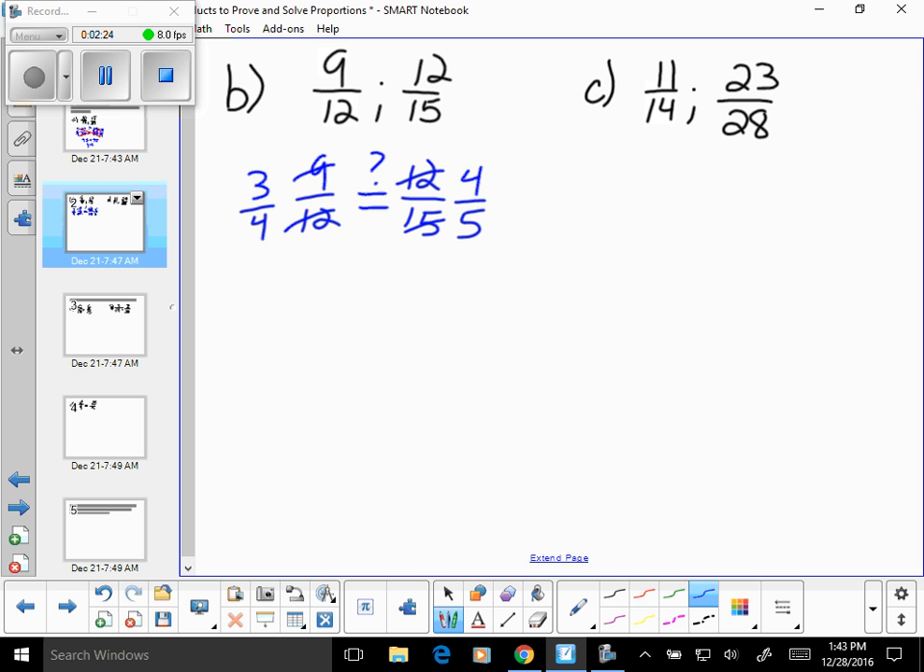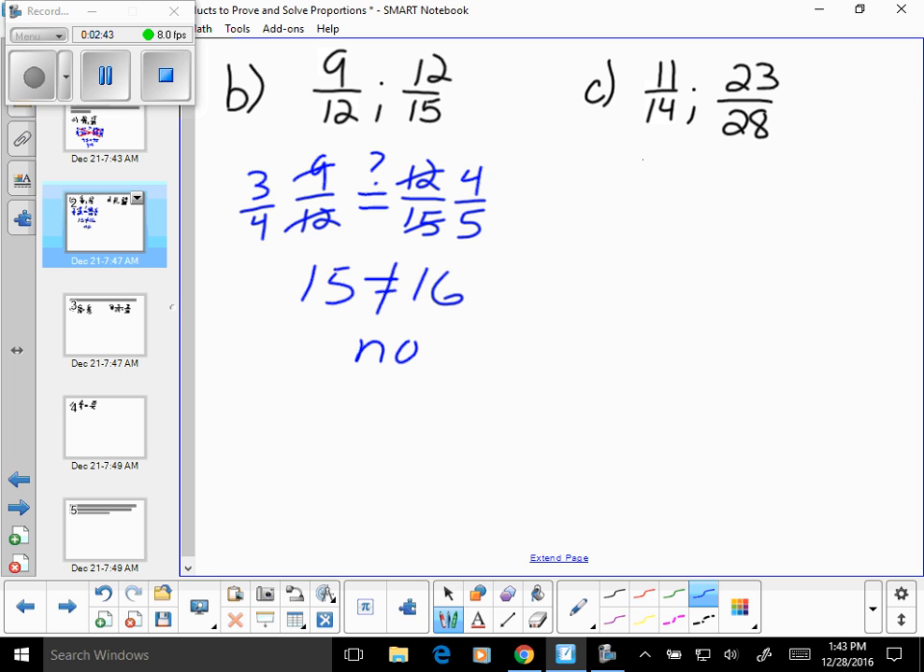Now I am going to do my cross product. I'm going to start with 3 times 5, although, quite frankly, we usually skip that step and just go right to 15. And 4 times 4 is 16. That is not equal, so I'm going to write no.